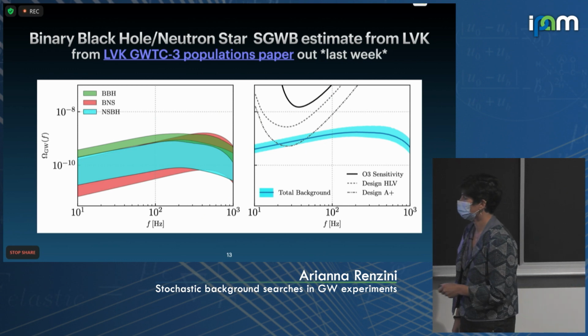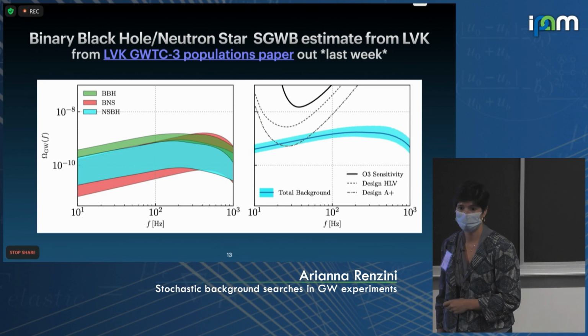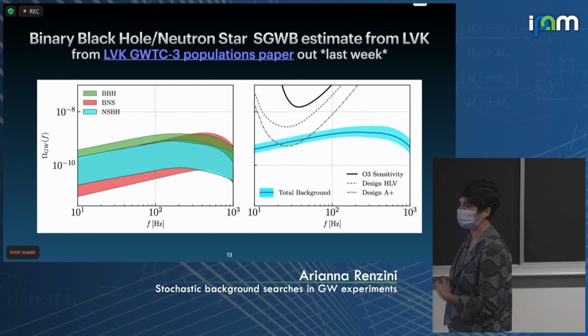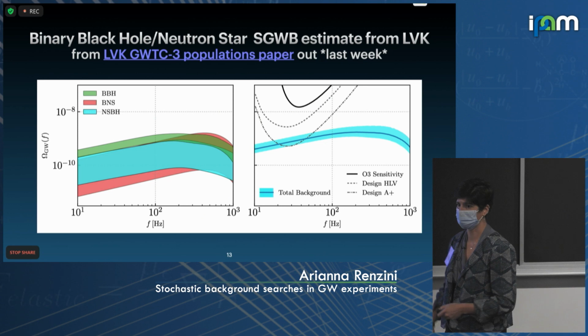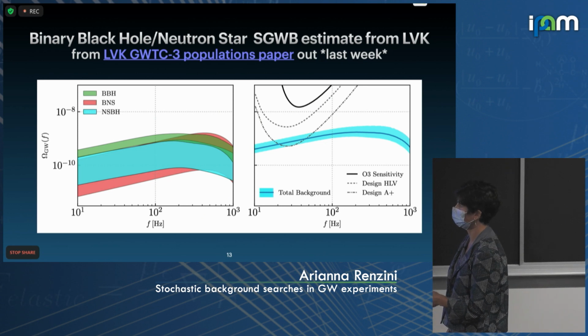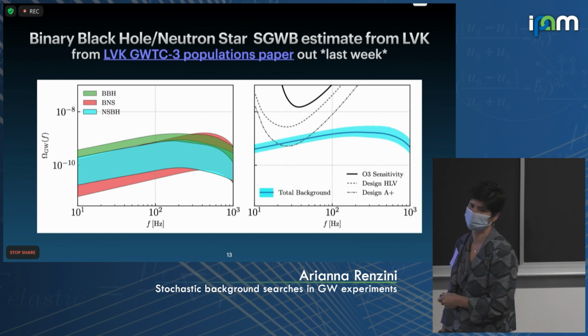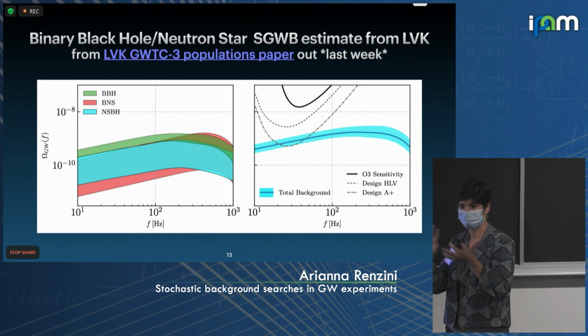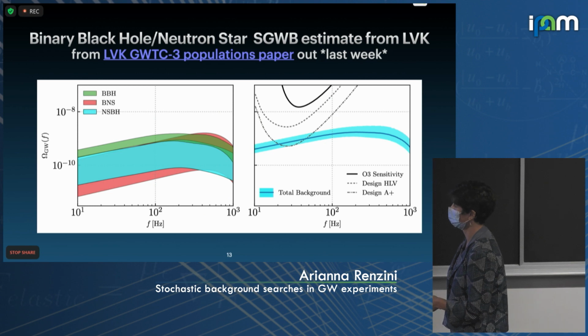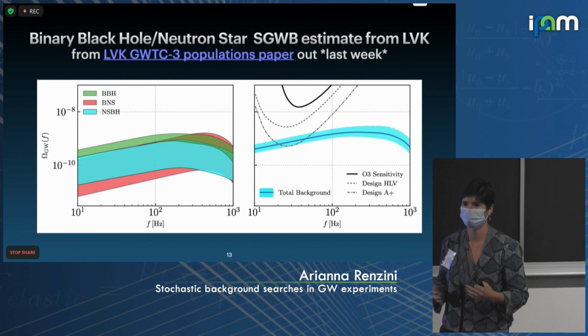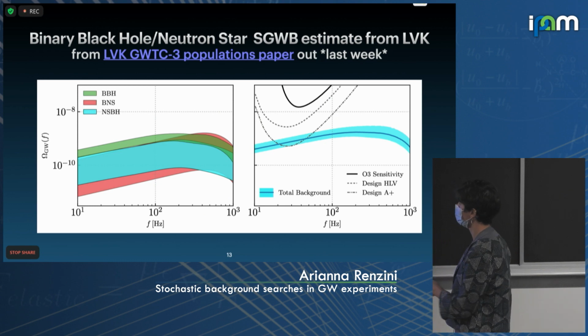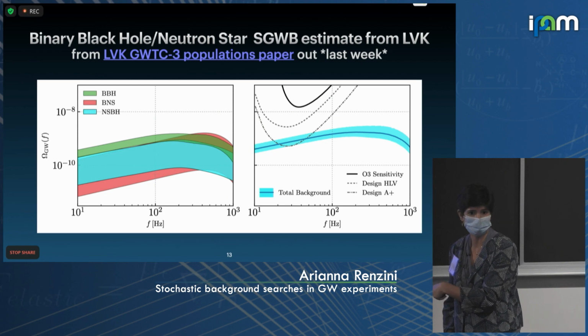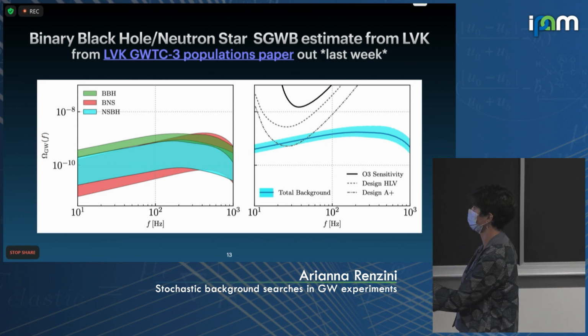And these are the projections of what we expect the stochastic background to be based on the direct measurements that we have of merging binary black holes, binary neutron stars, and mixed neutron star black hole binaries. So the uncertainty here is given by Poissonian uncertainties around the merger rate, and also for the black holes, the uncertainty that we have on the mass spectrum. And then you can compare this with how we do in sensitivity with the ground-based detector network.